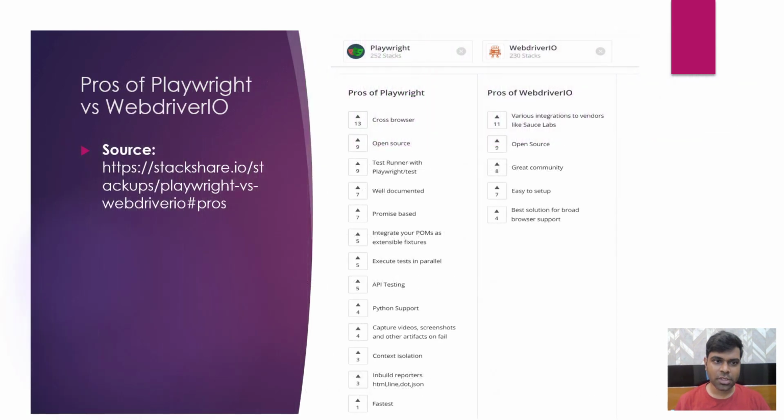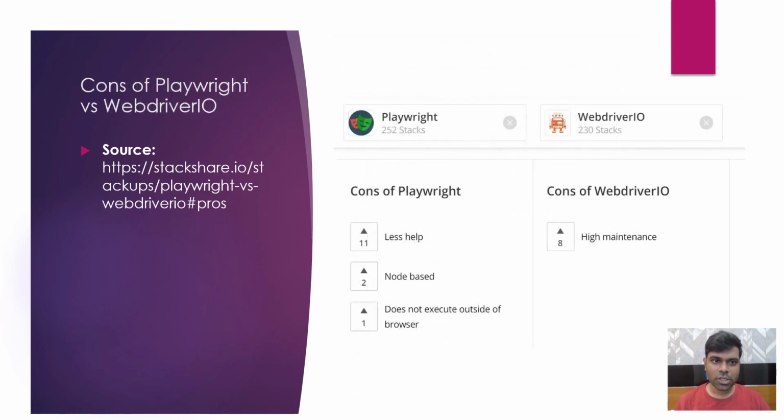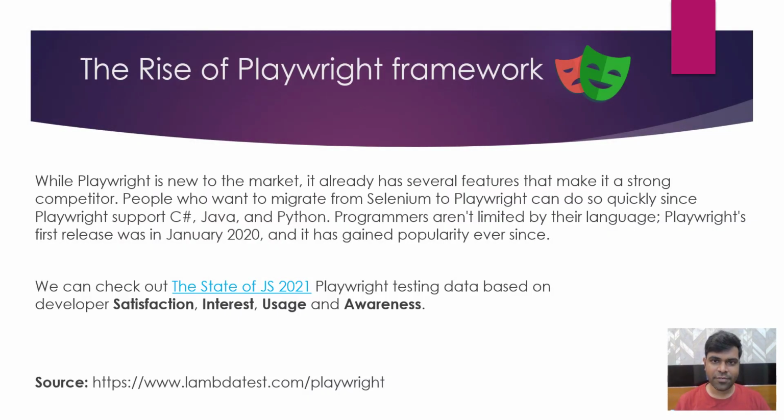Pros of Playwright versus WebDriver IO. As we can see in this image, we have many pros in Playwright compared to WebDriver IO. Cons of Playwright versus WebDriver IO. We can see that Playwright is having three cons, whereas WebDriver IO is having only one con, that is high maintenance.